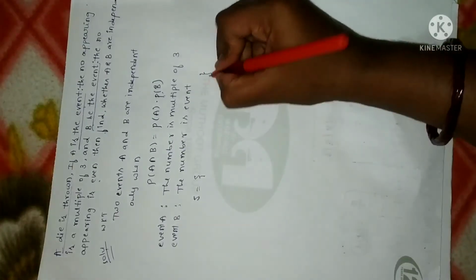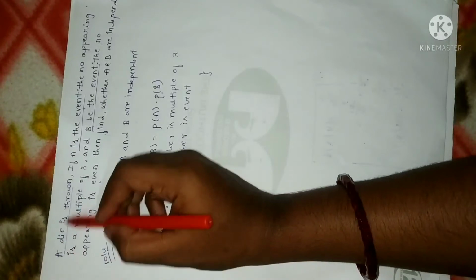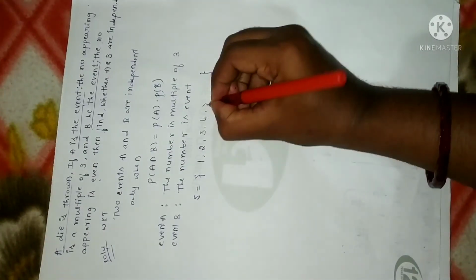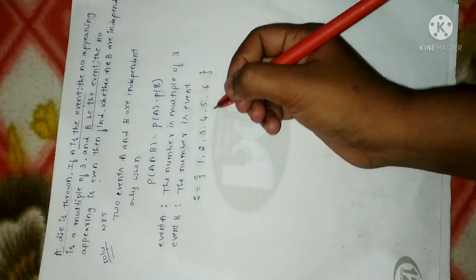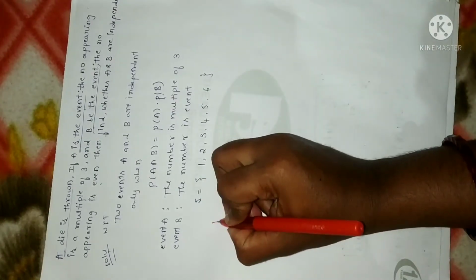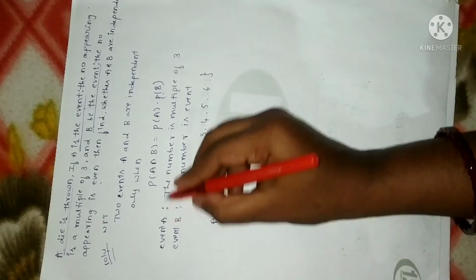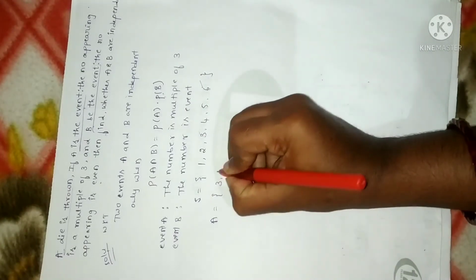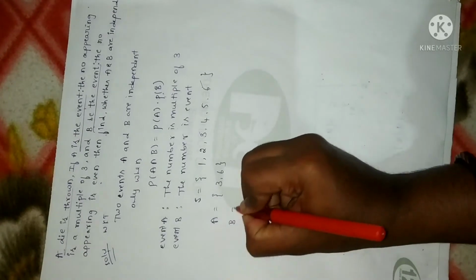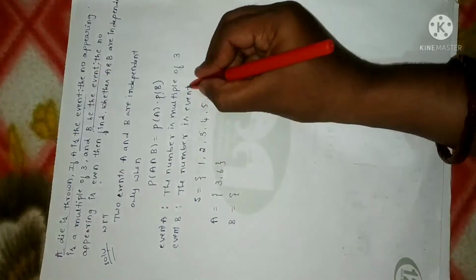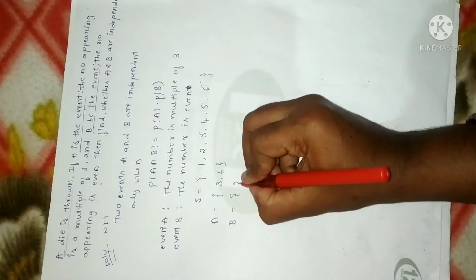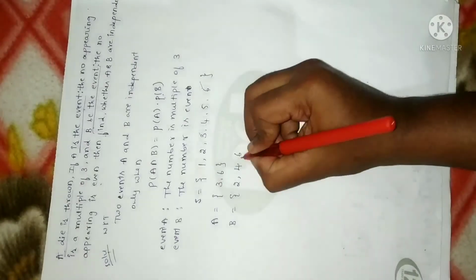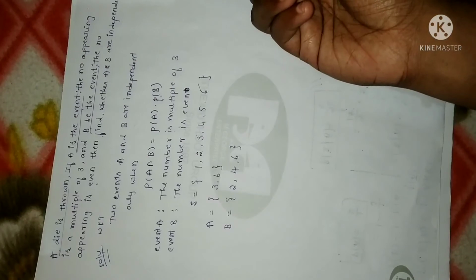Sample space in the sense all the possible outcomes. So when a die is thrown, what is the sample space? What are the possibilities? You should get any one of these numbers, right? Now let me write event A. Event A in the sense number is a multiple of 3. Which are the numbers that are multiples of 3? Only 3 and 6. Event B is the number is even. Even numbers among these are 2, 4 and 6.